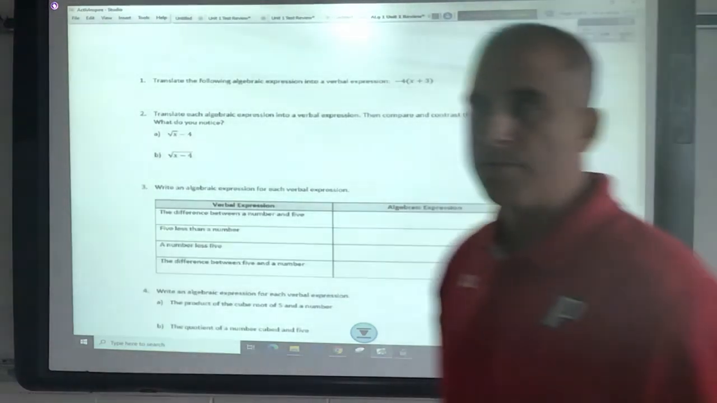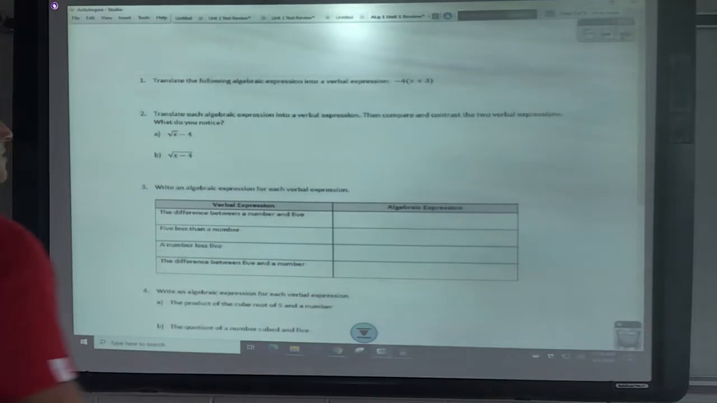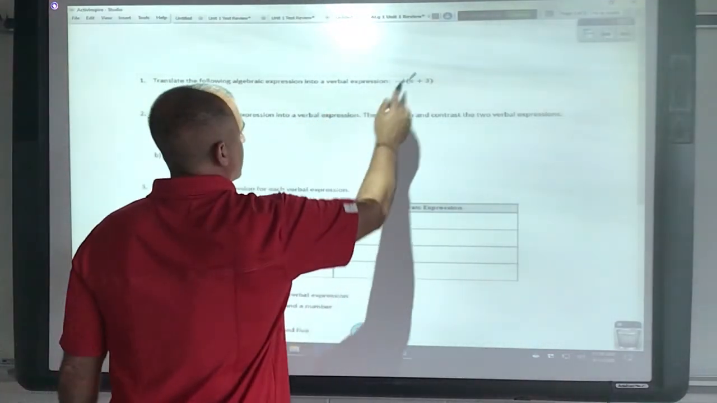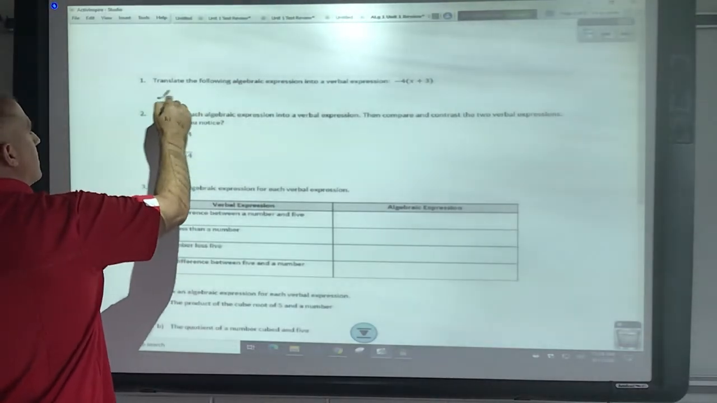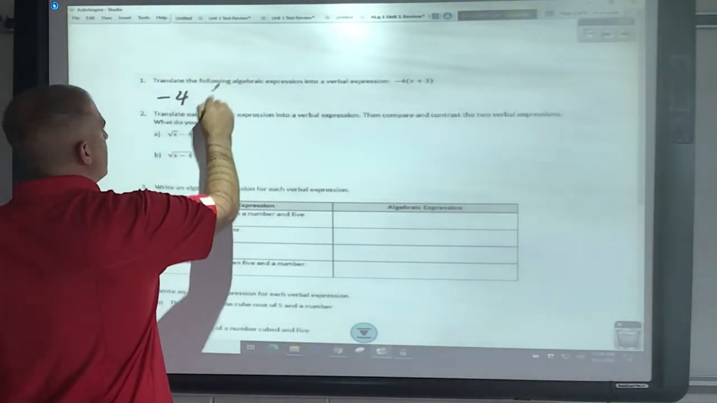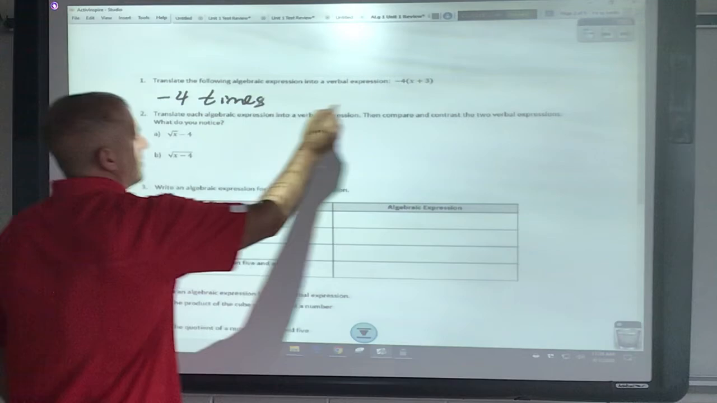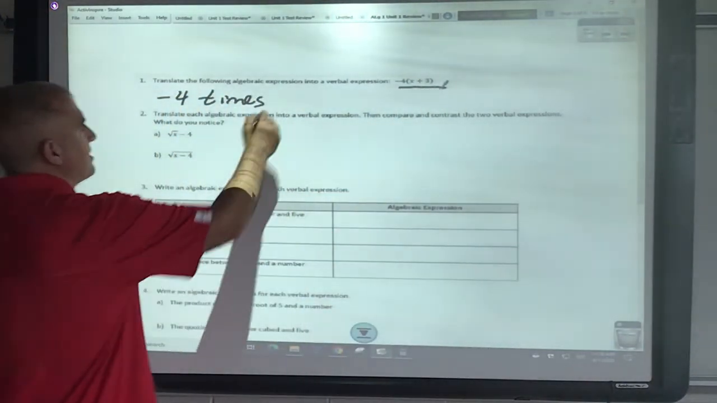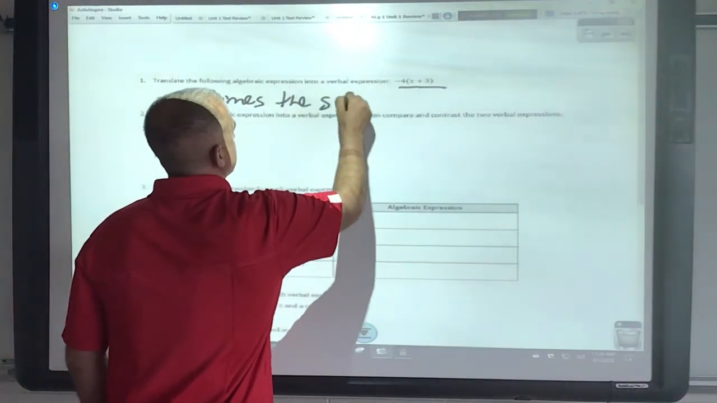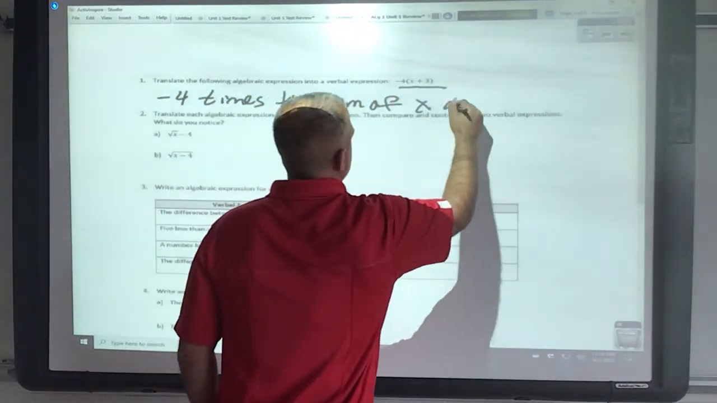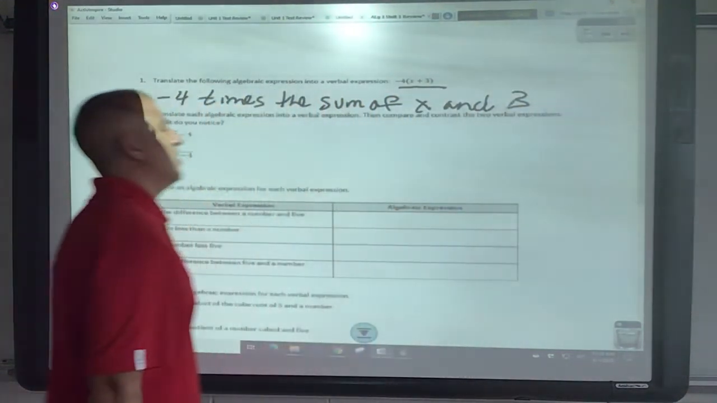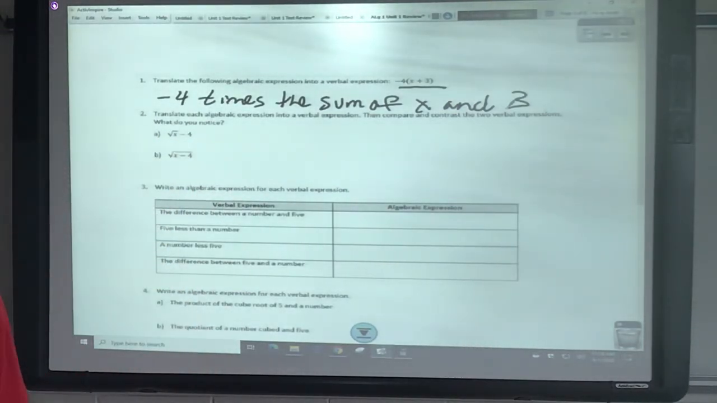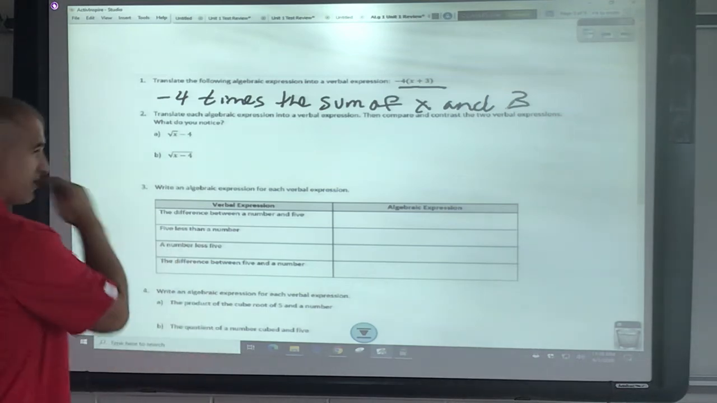Okay, I know it's a little bit small. It says translate the following into a verbal expression. So this is multiplication, so I would say -4 times, all right? You can do a couple different things there, but you could say times the sum of x and 3, okay? You could also say times the quantity of x and 3, okay? So this one shows you two different ways to write this.